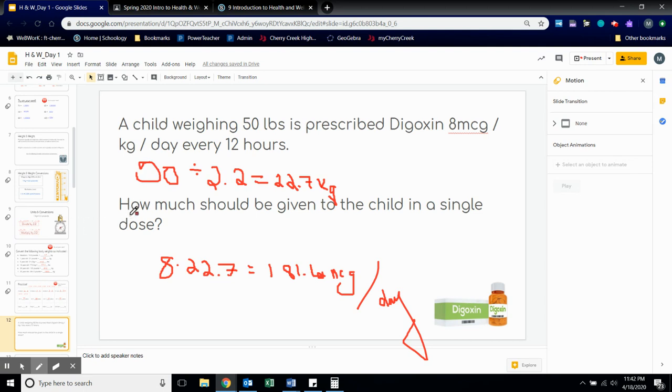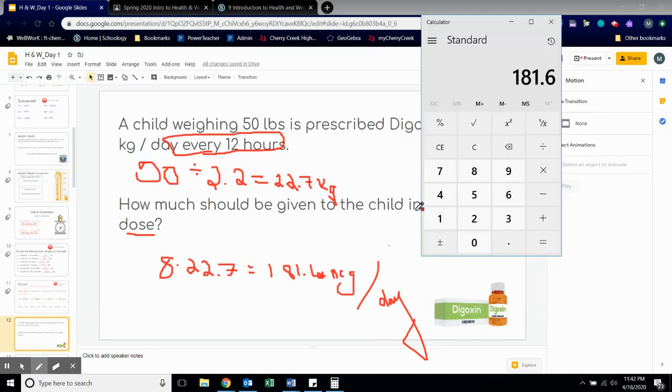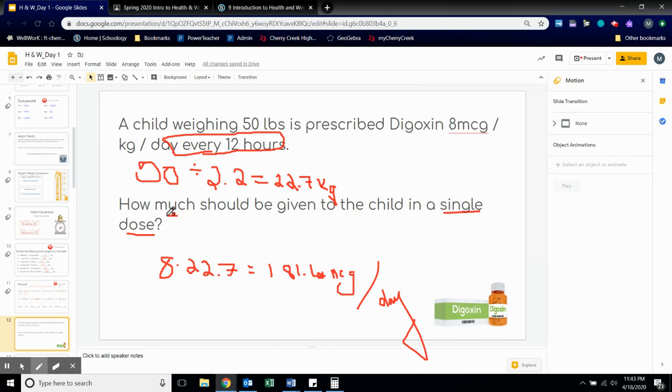Now, what's the question asking? How much should be given to the child in a single dose? Well, what are they taking? They're taking 2 doses a day. They're taking it every 12 hours. So should I take them 181.6 micrograms at a time? No, I should take half of that, 90.8. That's my magic number, 90.8. Make sure you write micrograms, mcgs, because you don't want them overdosing. That's your final answer. Every dose, 90.8.